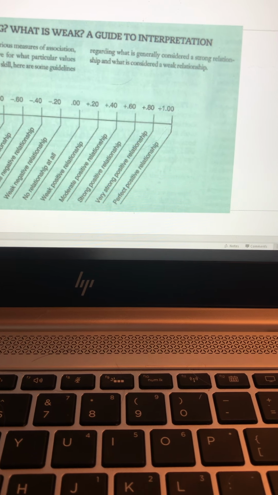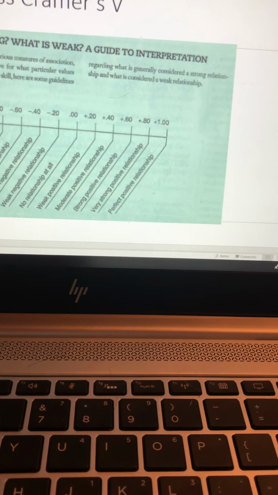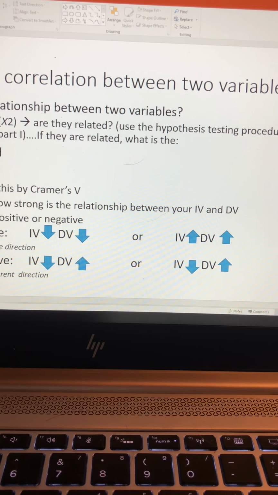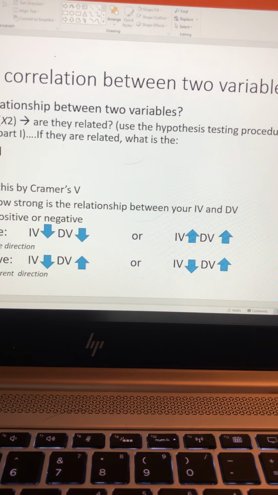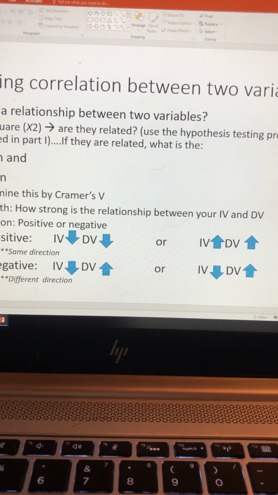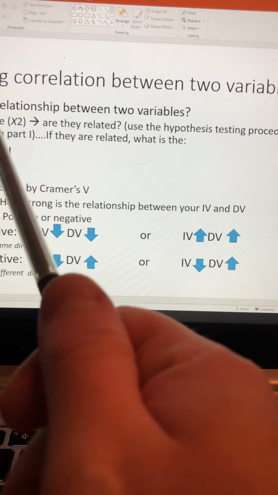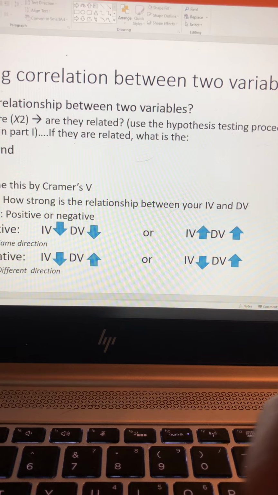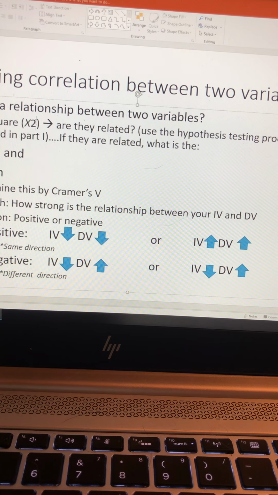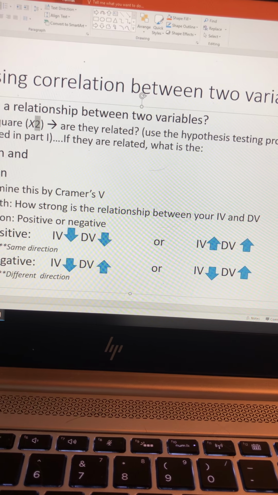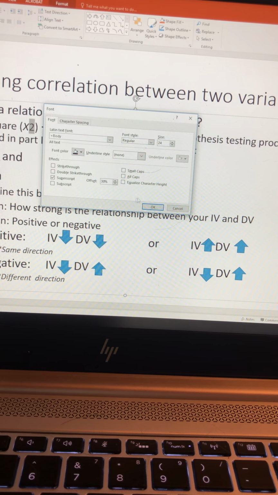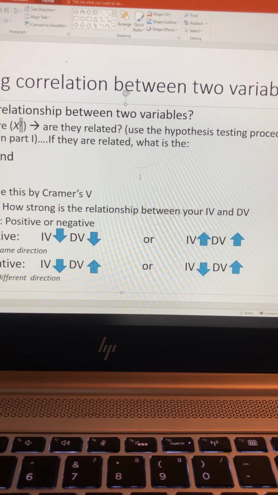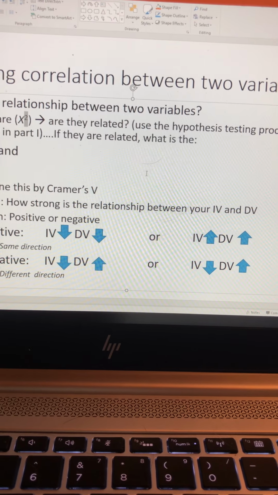I debated whether to teach you lambda or not, but the calculation's a little tricky on that. So in terms of directionality, don't worry about the calculation for that. Let's just focus on the chi-squared being the test for the relationship. Let me change that real quick to superscript. Chi-squared value tests for the relationship, and then Cramer's V tests for the strength. The direction, I'm just going to let you eyeball.